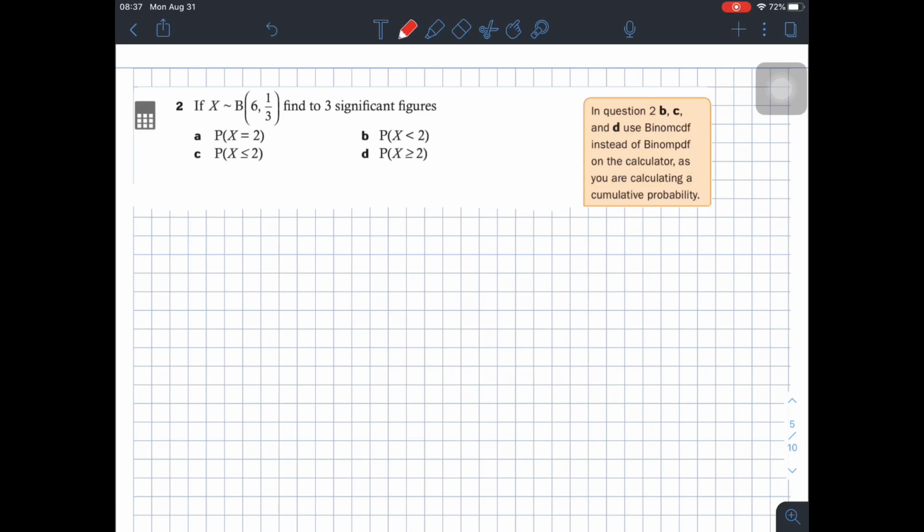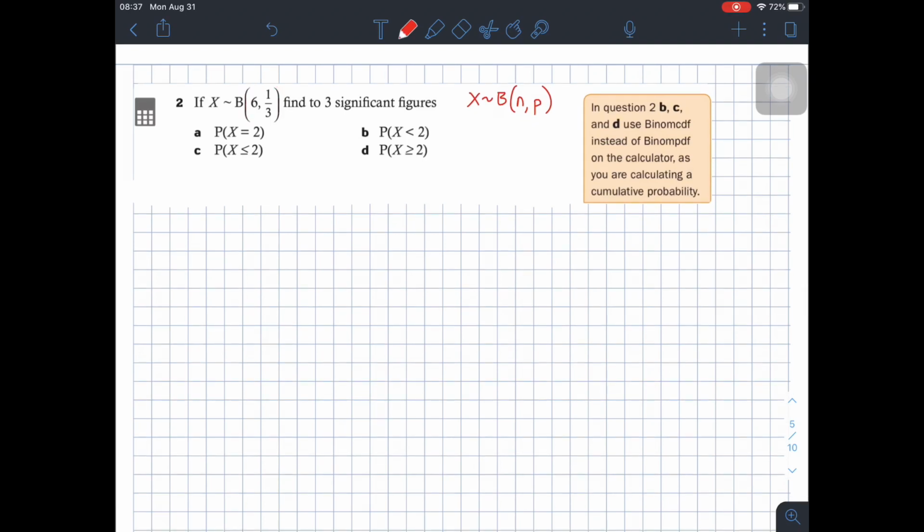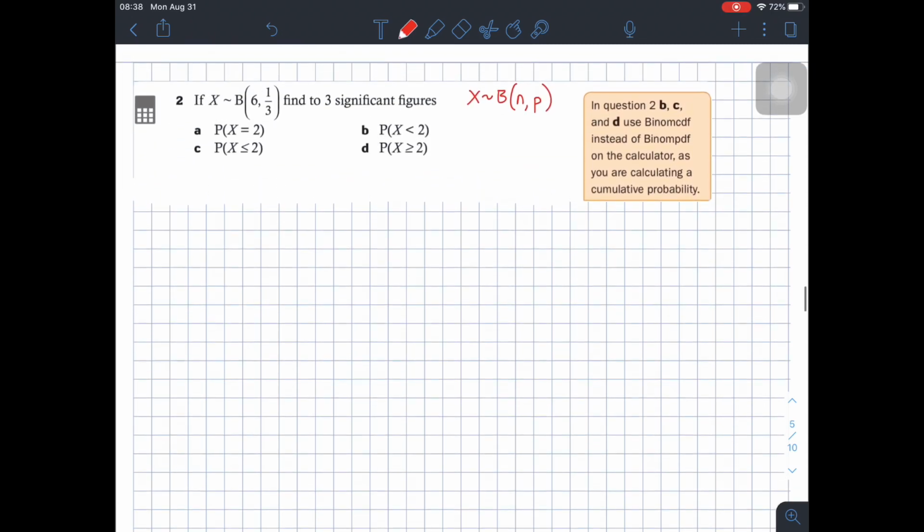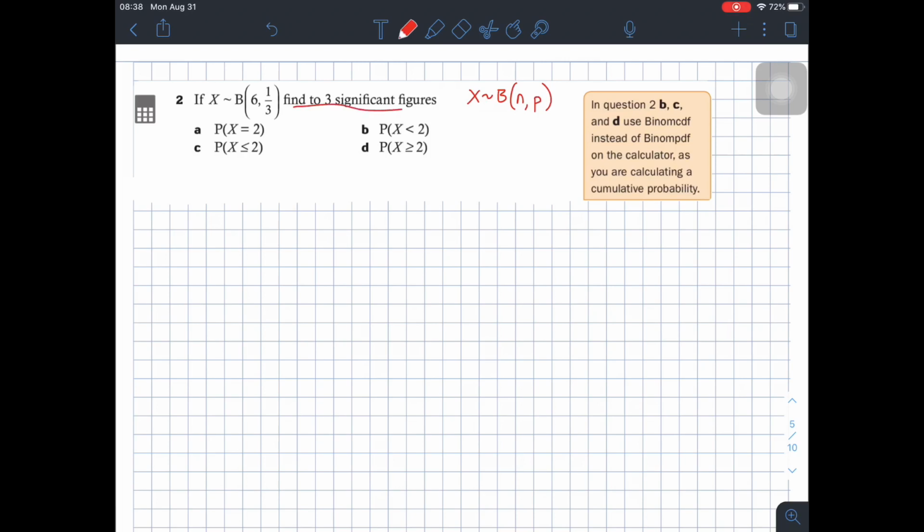formula, right? So it says for number 2, if the variable x is binomially distributed. Remember, this symbology means that variable x is binomially distributed with 6 trials and a probability of success of 1/3. Remember, the general form for that is x is binomially distributed with n trials and a probability of success p. It is always given this way, okay? So if we're given these numbers, you should already interpret that this first number corresponds to n, and the second number corresponds to the probability of success, okay? So find to 3 significant figures all of these different probabilities.